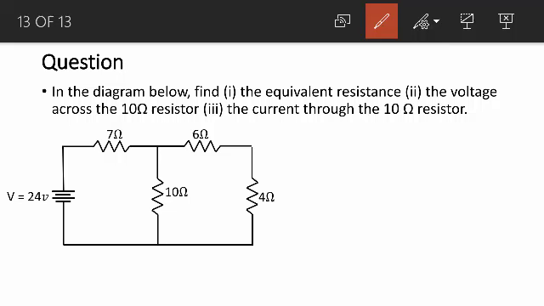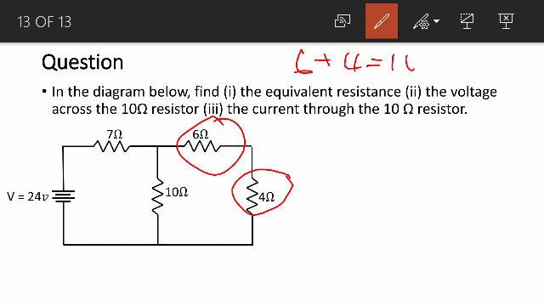We're asked to find the equivalent resistance, the voltage across the 10 ohm resistor and the current through the 10 ohm resistor. Now, first of all, I would like to show us that this is in series with this, which makes it 10. That means 6 plus 4 for series connection. You just add, that's 10 ohms.